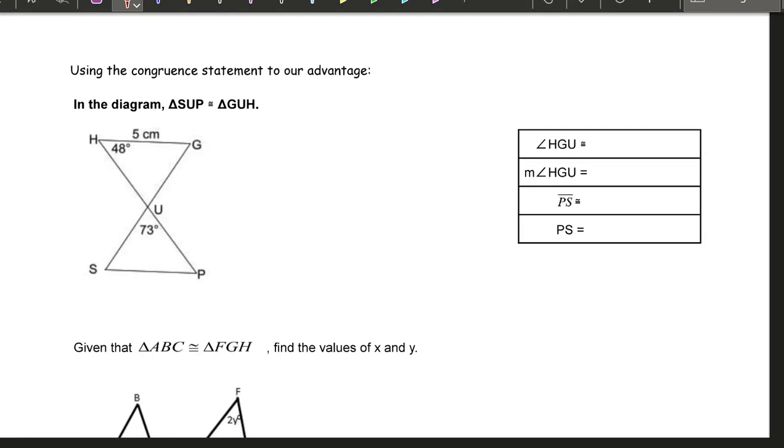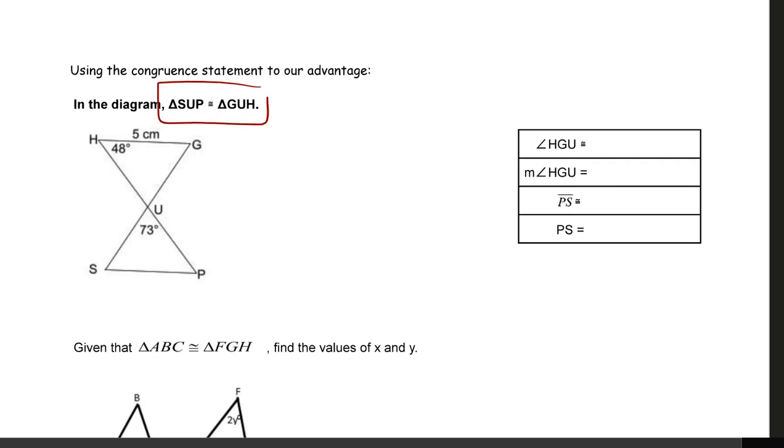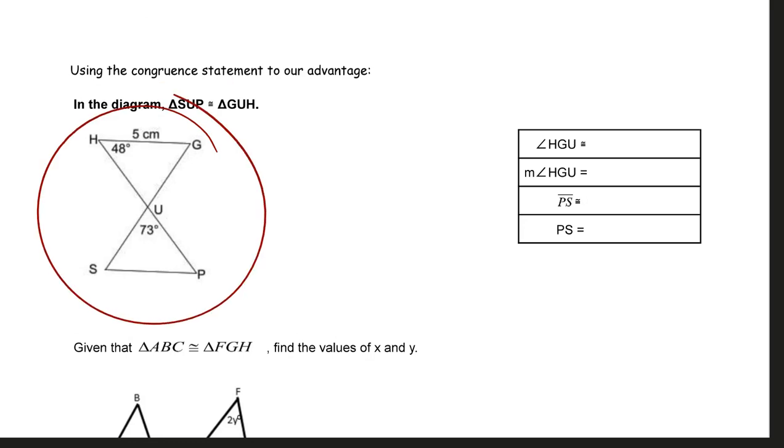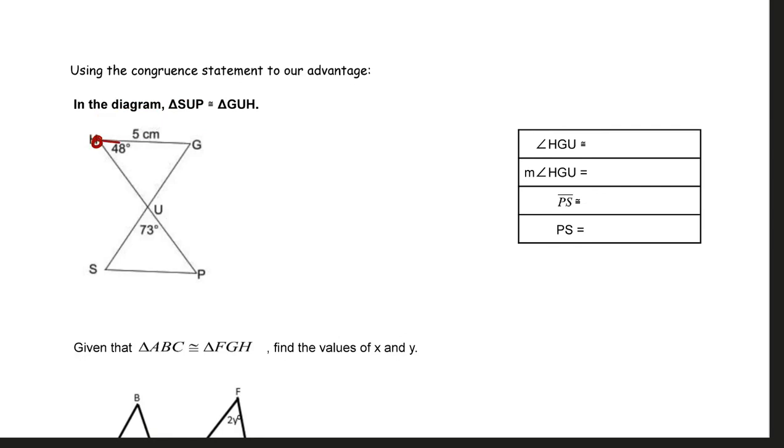I'm giving you a diagram and I'm telling you that triangle SUP is congruent to triangle GUH. If you're given this in a problem, you're given it for a reason. It's important. Because I want to match up the corresponding parts, but nothing's marked down here. So if I'm asking you for HGU, remember how we name angles with 3 letters? HGU? That's this angle right here.